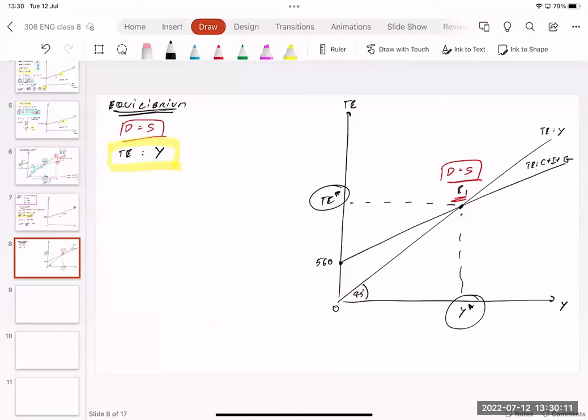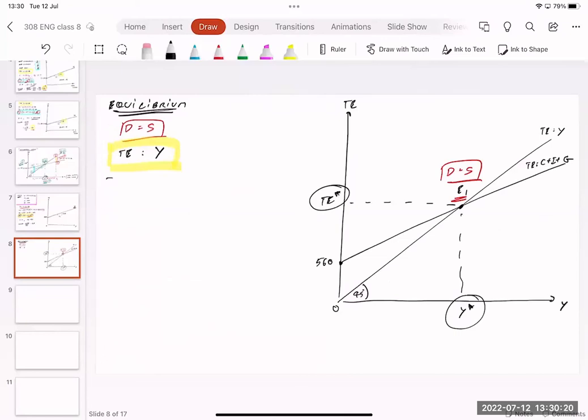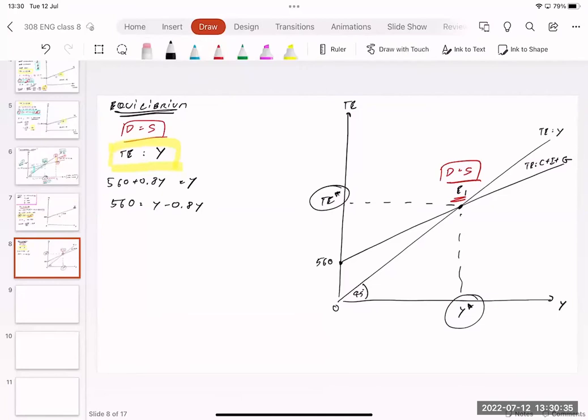The total expenditure equation, I bring it from the previous slide: TE equals 560 plus 0.8Y. Put it down here: 560 plus 0.8Y equals Y. Rearranging the equation, 560 equals Y minus 0.8Y, and then 560 equals 0.2Y. Okay, 0.2 is just 2 over 10, right? Easy. Multiply by 10 over 2 equals Y. 10 divided by 2 equals 5, so Y star at the equilibrium point equals 2,800.